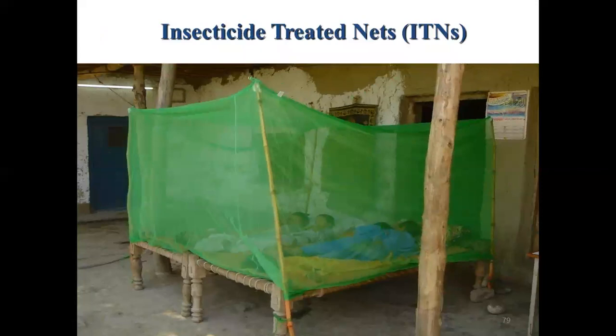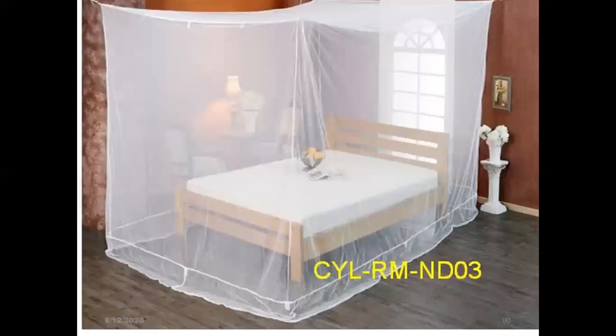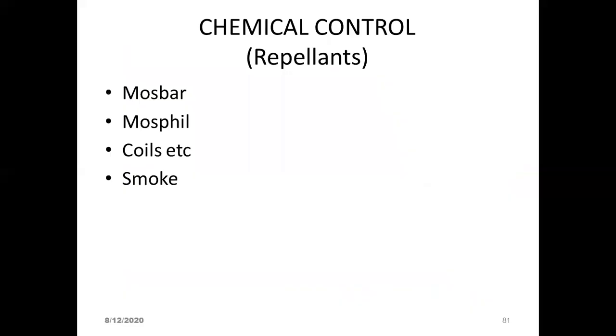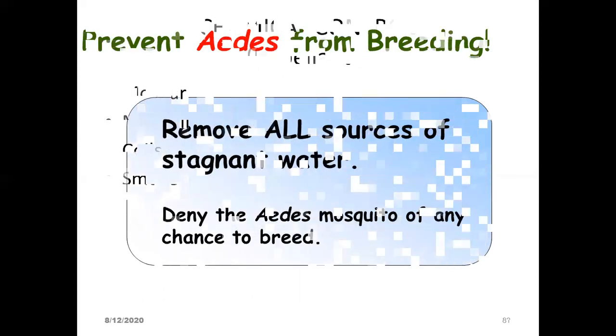Even insecticide treated bed nets are used to protect the community from the bite of the vector, and some repellents are also present like mosquito coils, even smoke, which is being used in rural areas, which is a common repellent used in the world.